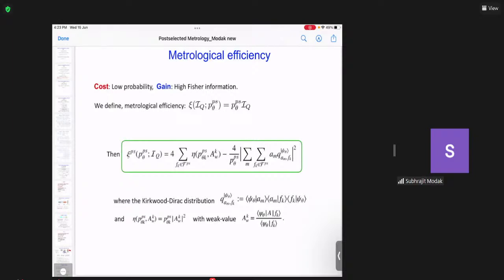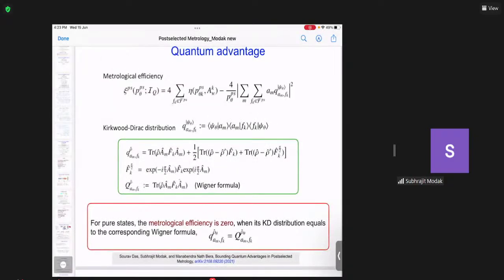So what we did was try to compose the term in a way that defines how efficient our metrological protocol is. Everything is written in terms of the Kirkwood-Dirac quasi-probability distribution and others. These are all technical terms. I'm not going into the details because the theme of my talk is not these technicalities, so I will skip the slide. Right. So this is the metrological efficiency, written in terms of weak values and the Kirkwood distribution. Now you can see one thing.